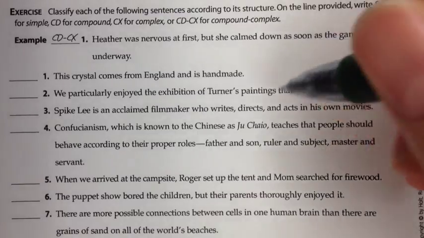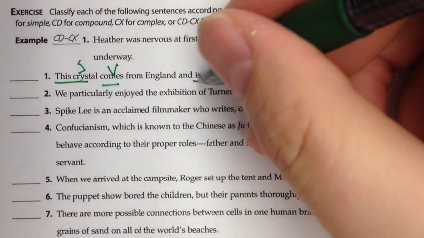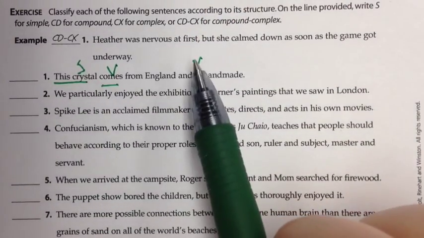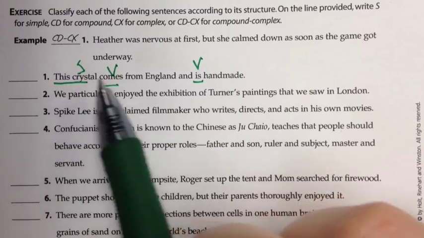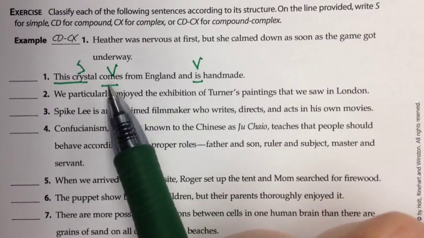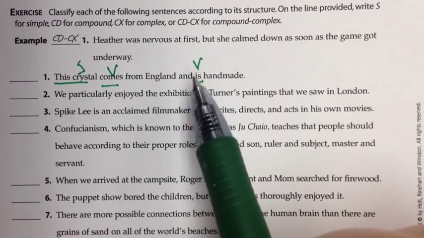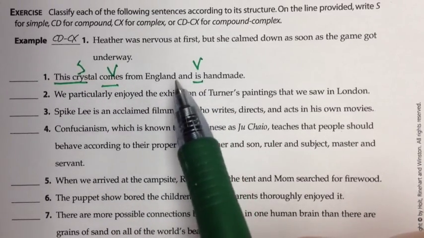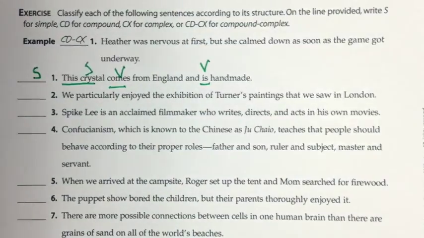So this right here, here's our subject, this crystal, and comes as our verb, from England, and is, that's also a verb, handmade. So this has one subject and two verbs, so it's tempting to say that this is maybe complex. The problem is that this one subject is doing both of these things. There's only one subject-verb relationship. So even though there are two verbs in the sentence, since there's no subject right here before is, and the crystal just does both of these, we have a sentence with two verbs, but we don't have more than one clause. So this is a simple sentence.